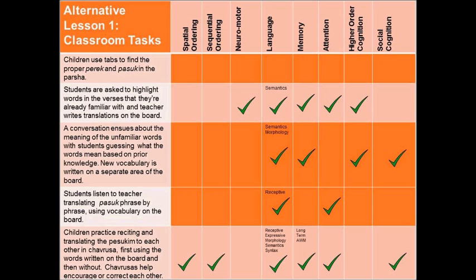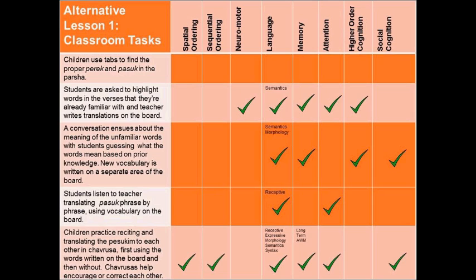So if we look down at the bottom for a moment, we'll see that when it comes to the bottom task, this task of children practicing reciting and translating psukim to each other in chavrusa, first using the written word on the board and then without, and they encourage and correct each other, you'll notice that so many more of the neurodevelopmental constructs were actually being utilized. We have 1, 2, 3, 4, 5, 6 out of 8 constructs that are being covered there. And we might want to consider at times trying to engage the students in activities where more constructs are covered in a fairly even way.